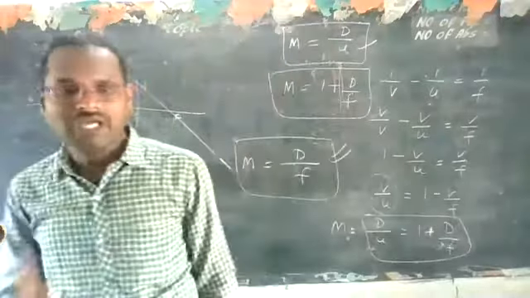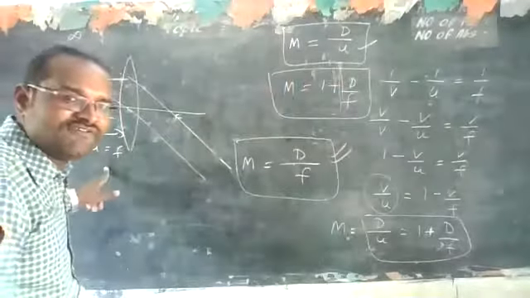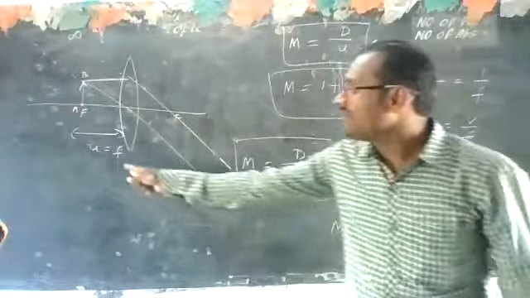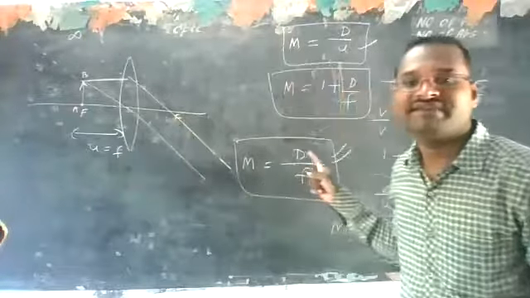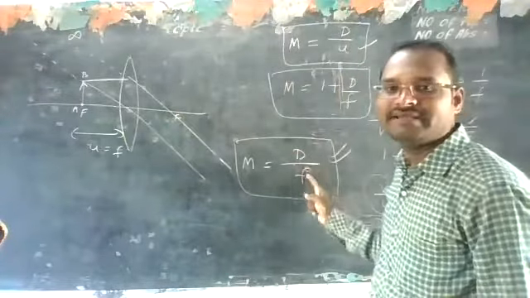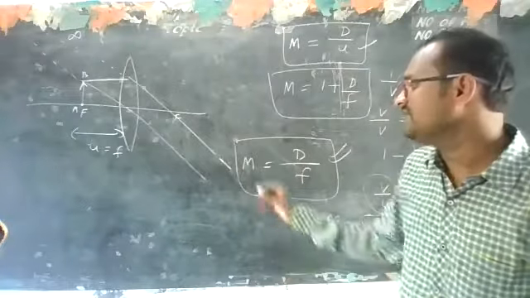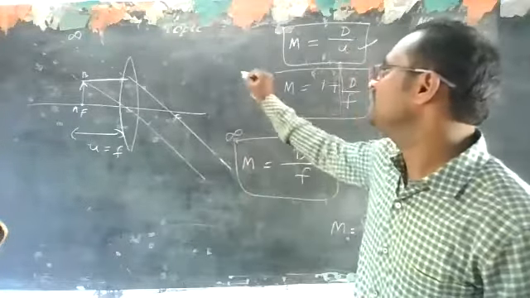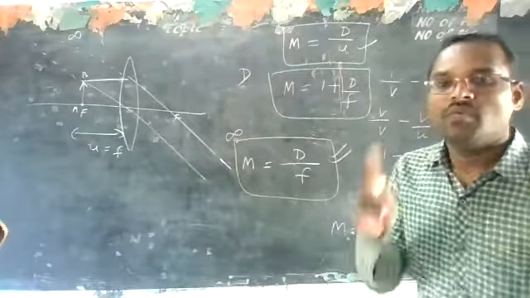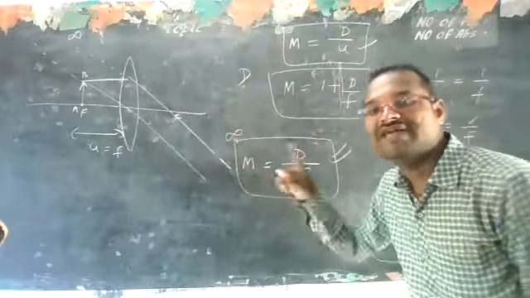I hope you are understanding. I have directly substituted the U value as F. Why? Because the image should form at infinity. When will it form? When the object is at the focal length, the image will form at infinity. So in the magnification, in place of U, we substitute F, and we get D by F. The formula for magnification is D by F when the image forms at infinity. This is the formula when the image forms at the least distance of distinct vision. In this case the value is one more, and here the value will be less.